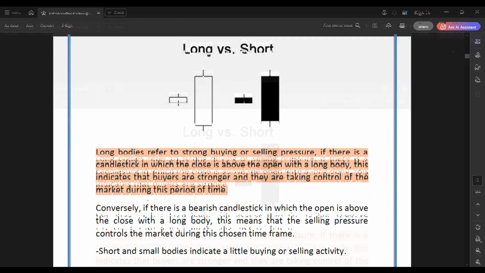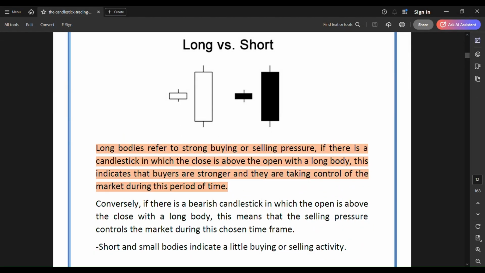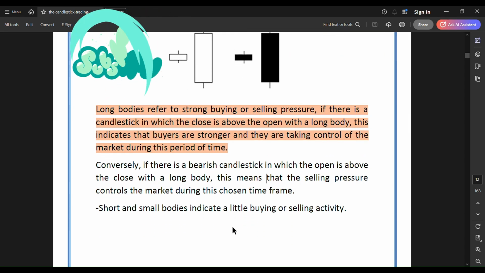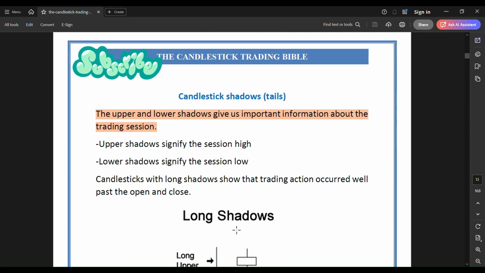So long versus short. Long bodies refer to strong buying or selling pressure. If there is a candlestick in which the close is above the open with a long body, this indicates that buyers are stronger and they are taking control of the market during this period of time. So basically the size of the candle indicates the volume of buying or selling pressure. The longer the candle, the bigger the volume. And the shorter the candle, the less power that the buyers or sellers have.